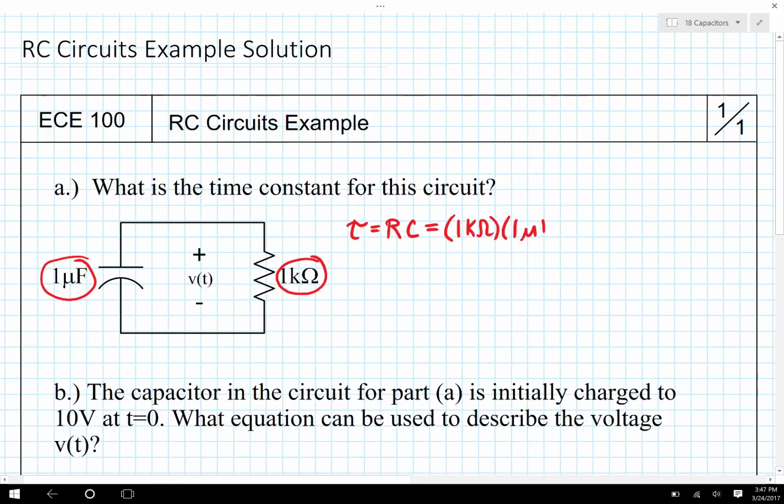1 microfarad. Now a kilo ohm is simply 1 times 10 to the third ohms multiplied by 1 times 10 to the negative sixth farads. And it's worth going to all this trouble because we're guaranteed that if it's ohms times farads, the answer will be in seconds. So I can now multiply those two numbers together, and that's going to give me 1 times 10 to the negative third seconds, which is 1 millisecond.